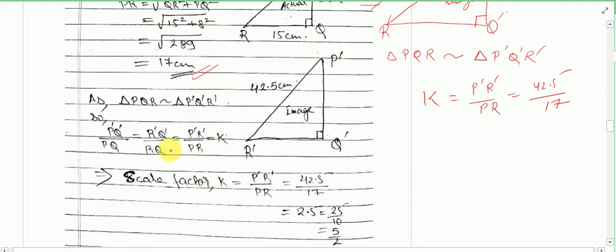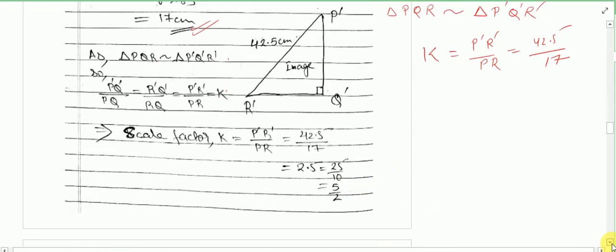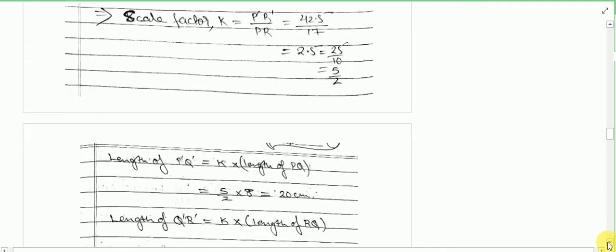Out of these three we know P dash R dash and PR. So the scale factor is P dash R dash upon PR. Substitute the values and simplify, and you get 5/2. So you got a scale factor of 5/2. First thing is done.